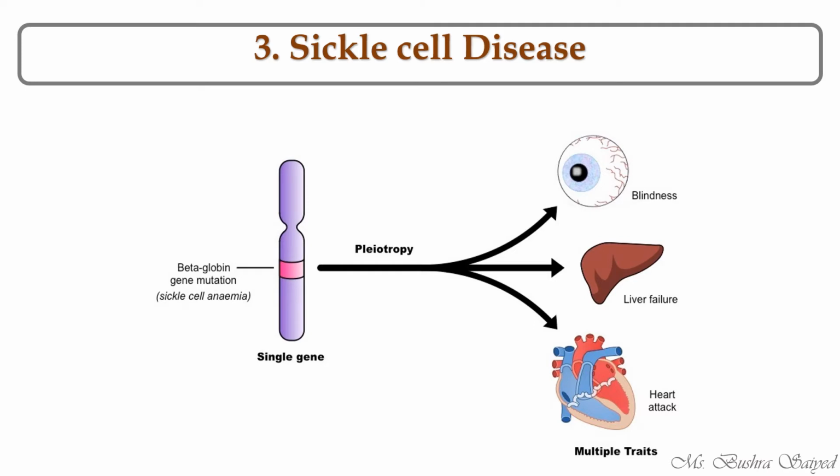What does it say? That a single gene will be influencing more than one phenotypic trait, and these are the examples that you need to study.